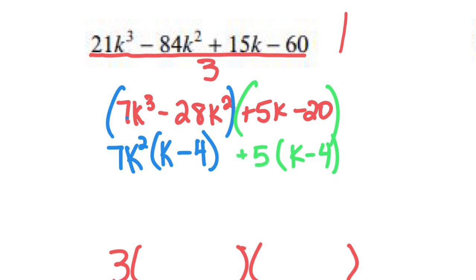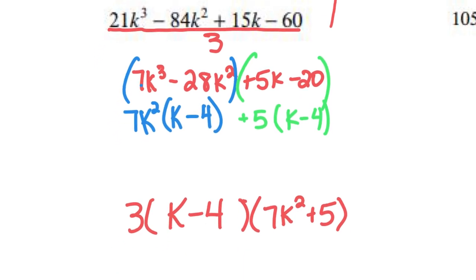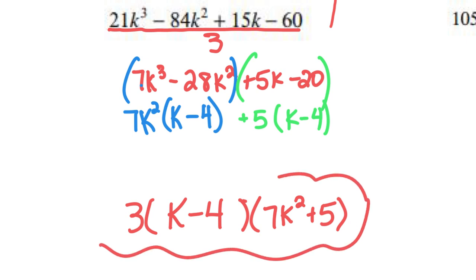And so our answer to this ends up being the k minus 4 as one factor, and 7k squared plus 5 as the other. And then, of course, that 3 that I talked about has to be a part of our answer, because we divided it out at the beginning, we got to multiply it back in at the end to make it stay equivalent. So this is our solution to that one.